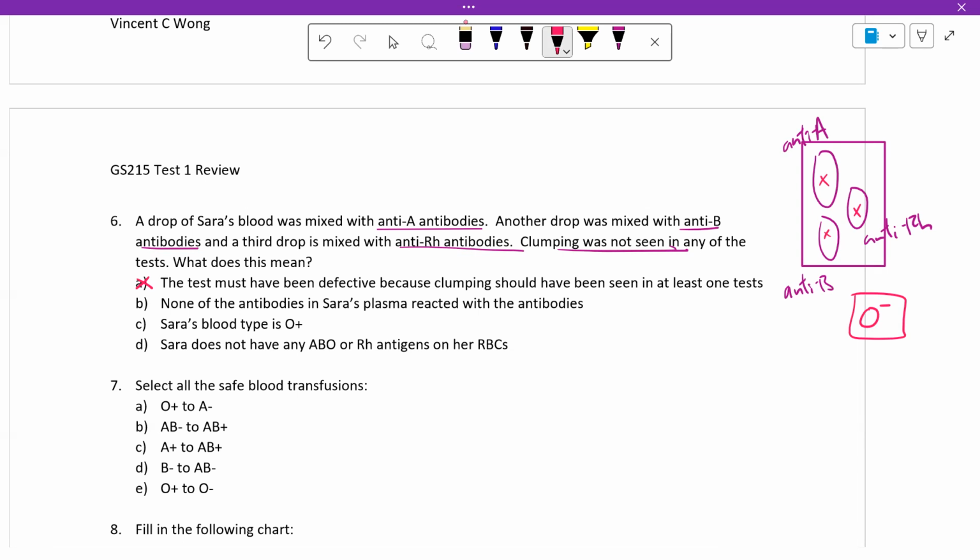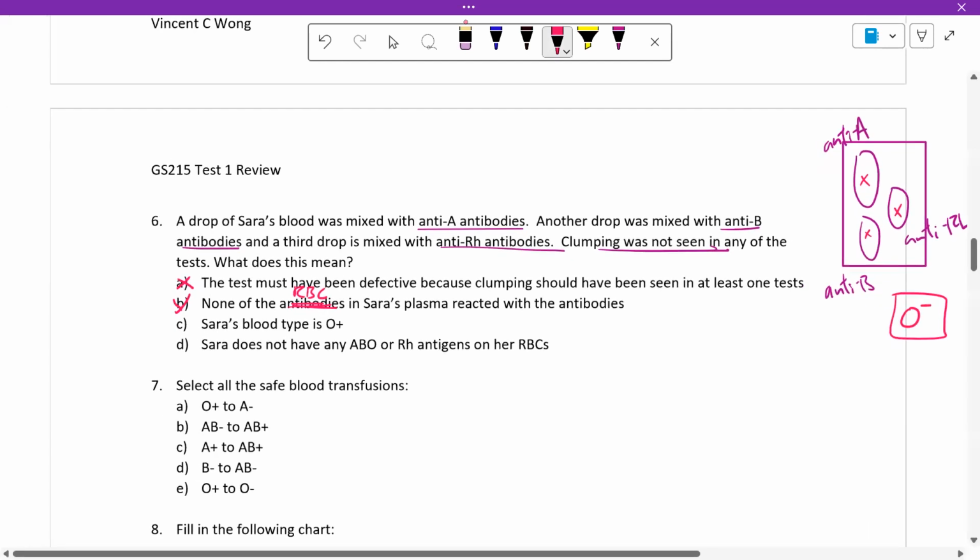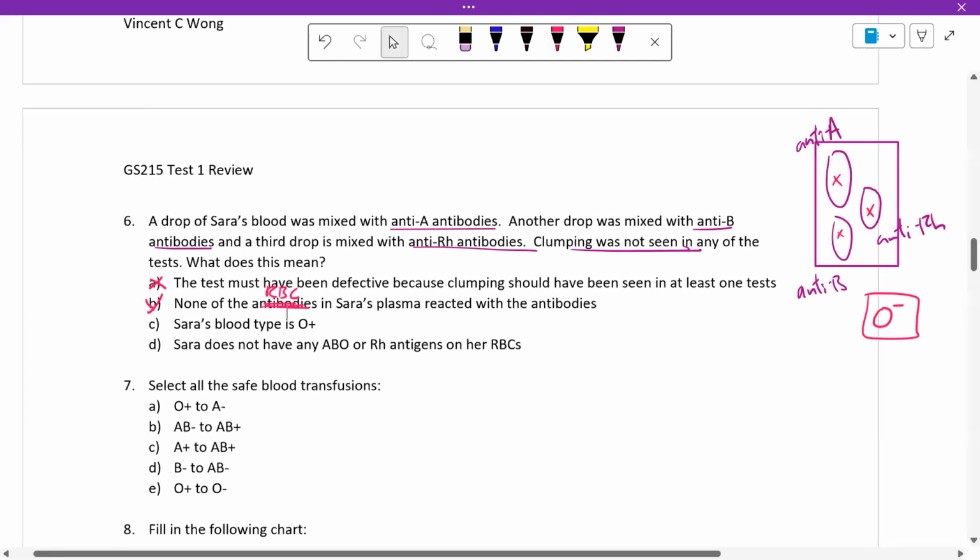None of the antibodies in Sarah's plasma reacted with the antibodies. That's not true either. We are not looking at whether or not the antibodies are reacting with each other. We're trying to see if Sarah's RBC is reacting with the antibodies, right? It's the antigens on the surface of the RBC that are doing the reaction, not the antibodies.